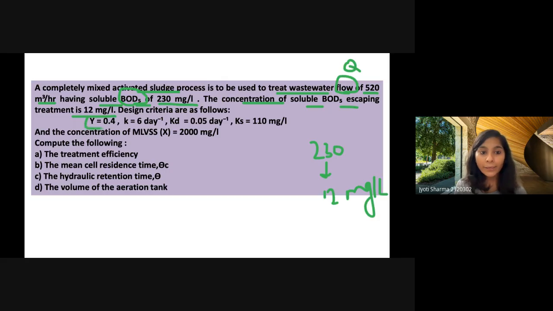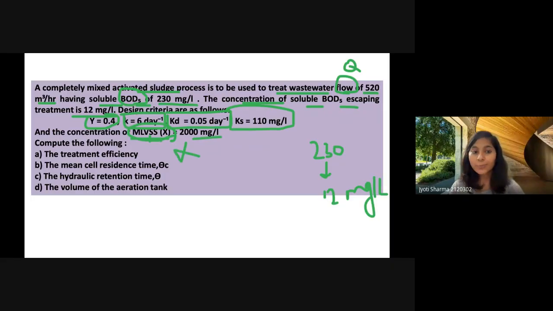Then this is the Y. Yield coefficient is given, that is 0.4. Then we have the K, then we have KD, that is the decay coefficient. This K is, I think, the growth rate. And then we have KS. So everything we have learned, right? And the concentration of your mixed liquor volatile suspended solids, so this is the microorganism X, is also given, 2000 mg per liter.